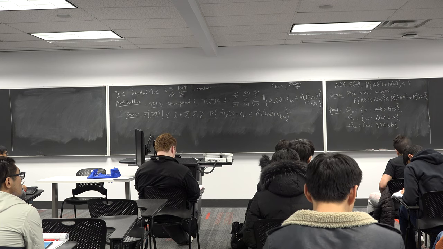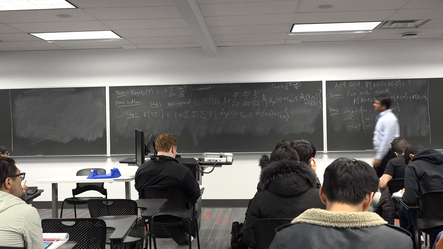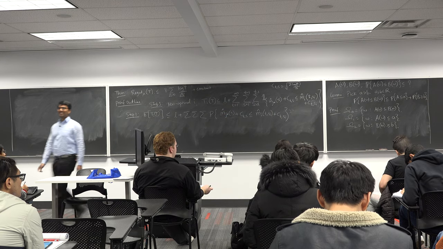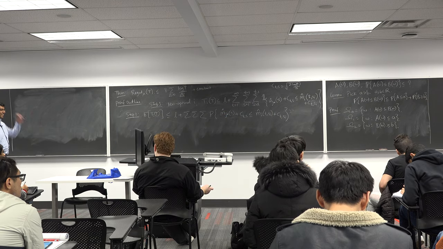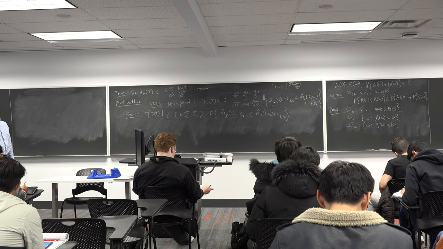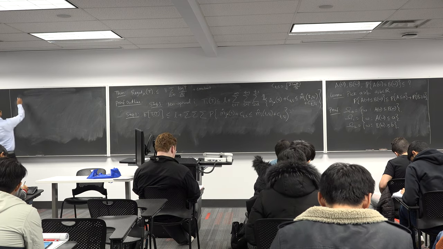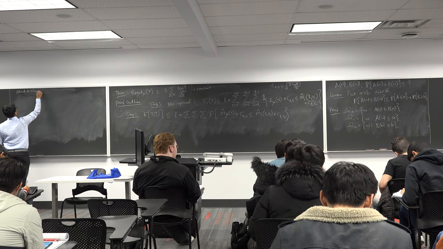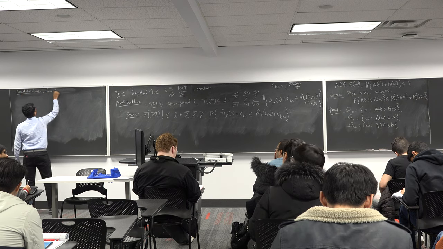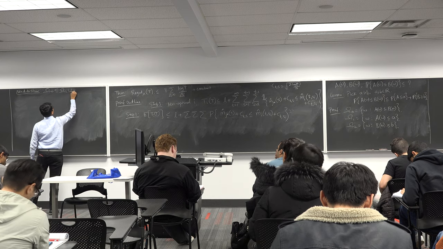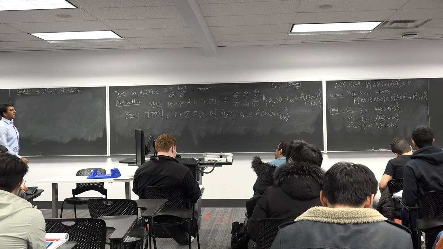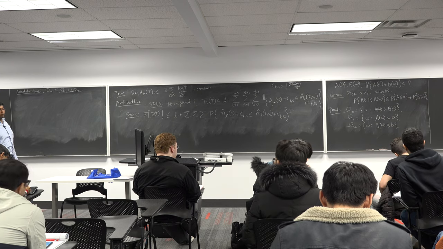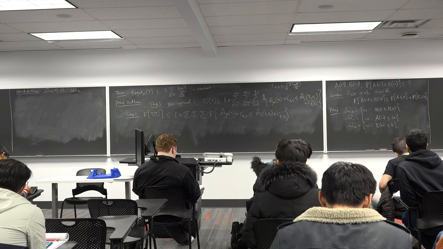So I define three sets. What do I need to show? Well, I need to show that omega naught is a subset of omega 1 union omega 2. And then I can apply the union bound to get the inequality. I hope that step is clear to everyone.